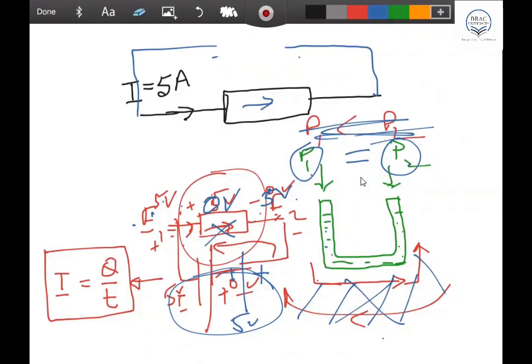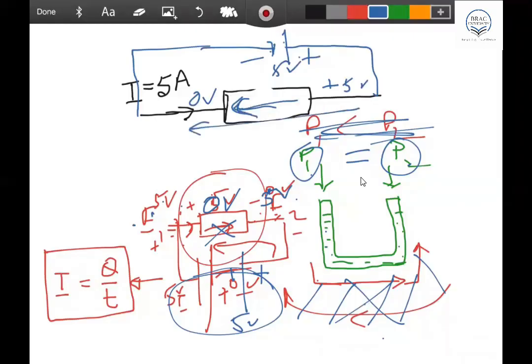Now, if you change the battery the other way around and connect it like this, plus minus 5 volt, then current will flow in which direction? Now it will be flowing in the opposite direction, right? Because this side is plus 5, this side is 0 volt, the negative side of the battery. So the difference is 5 volt, but in this direction, that's why current flows from higher potential to lower potential.